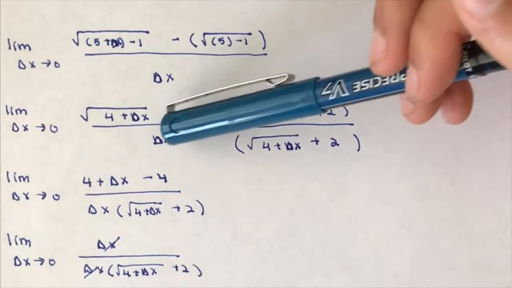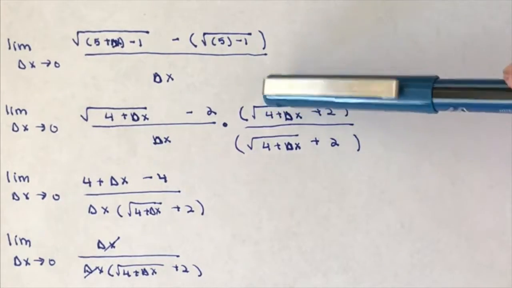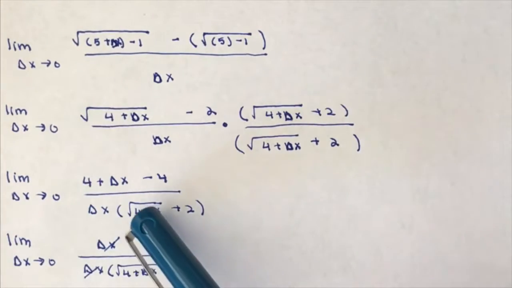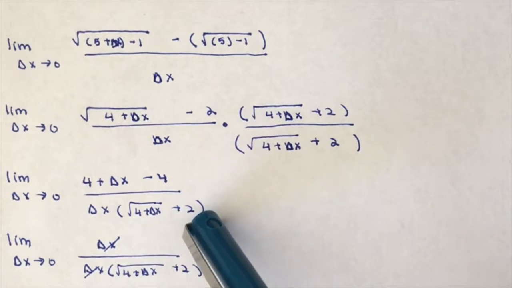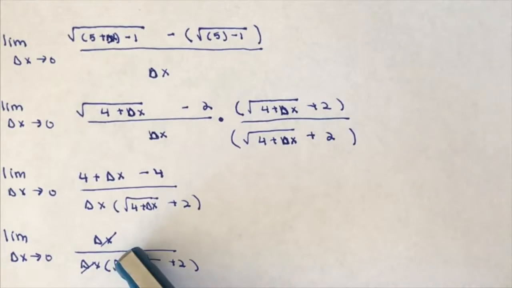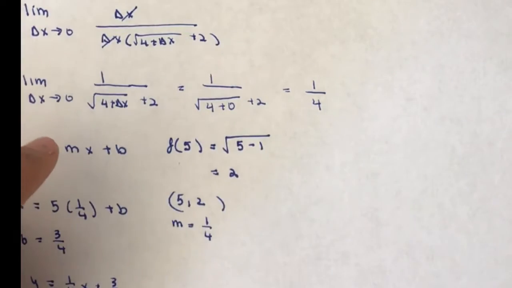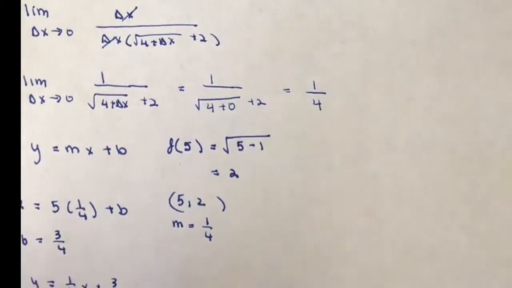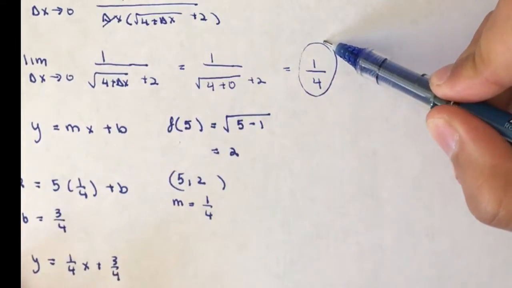Our end goal is to cancel out the delta x's. In order to rationalize the numerator, we're going to multiply this by the conjugate. And after you do that, you're going to get 4 plus delta x minus 4 over delta x times square root of 4 plus delta x plus 2. You can cancel out the 4's and then cancel out the delta x's from the top and the bottom. And then you get 1 over square root of 4 plus delta x plus 2. And then you can just plug in 0 for delta x and solve. So this would be the slope of the tangent line.